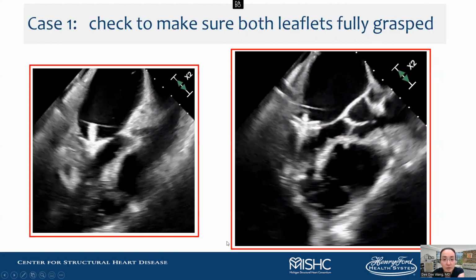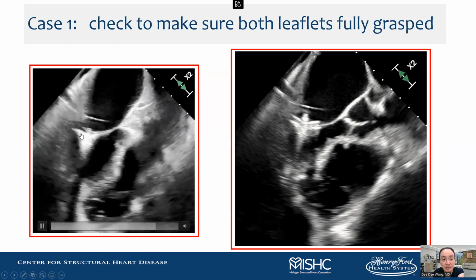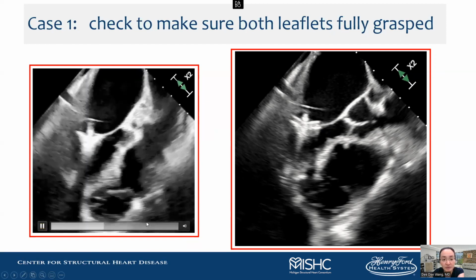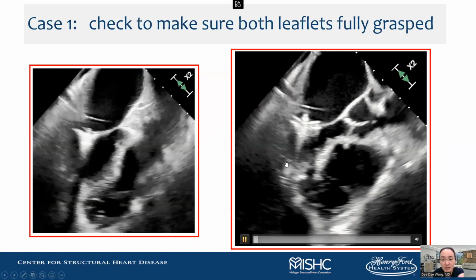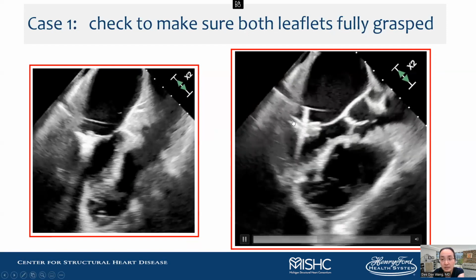Now, going to case one, how can we make this a successful case if you have a tethered posterior leaflet? When we first grasp, what you want to look for in the posterior leaflet is that the leaflet tip and the leaflet body are not knuckling on the clip arm. If the leaflet tip and leaflet body are knuckling on the clip arm, you'll see a lot of independent motion on the posterior leaflet when the clip arms are drawn. And this has a high risk for single leaflet detachment.